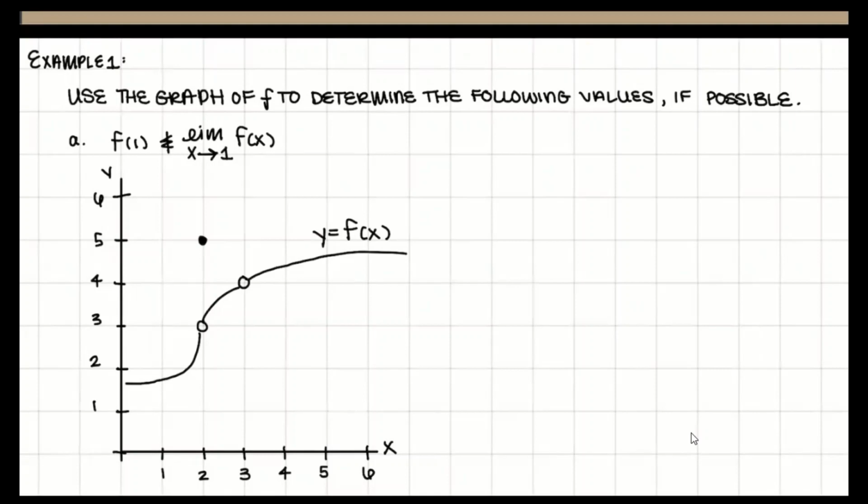So to do this, we look at the value 1, and we go up, and we see that our function is about at, I'm going to call that 1.5. So f of 1 equals 1.5.